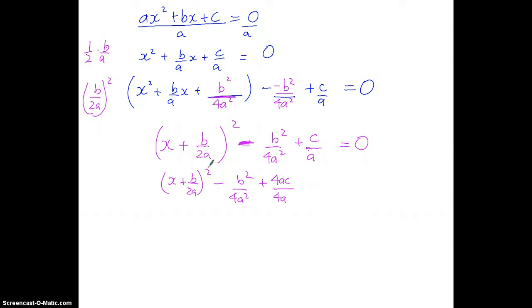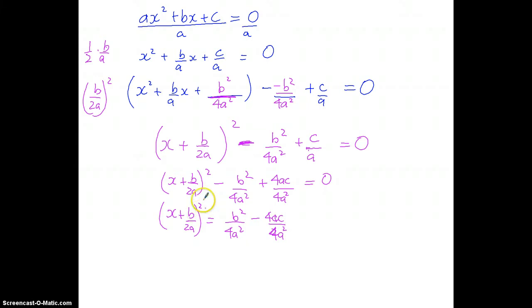Okay, two more things to do. We're going to take the square root. We've got to take this over first. So let's take these two things over to the other side. We've got x plus b over 2a squared equals b squared over 4a squared. That'll become positive over there. This will become negative. Minus 4ac over 4a squared. That should be a squared there.